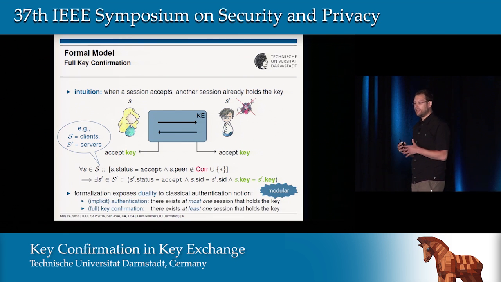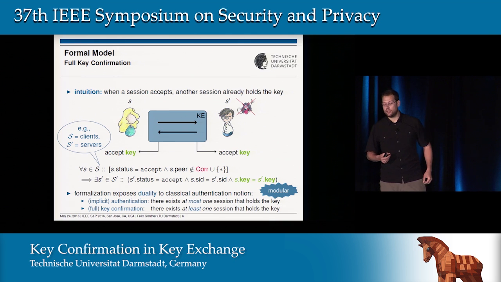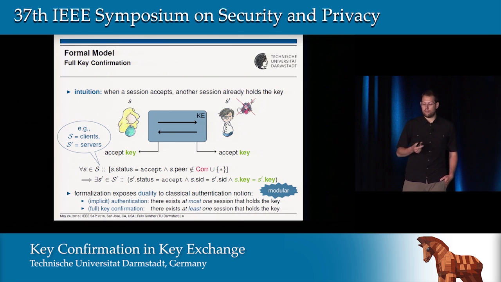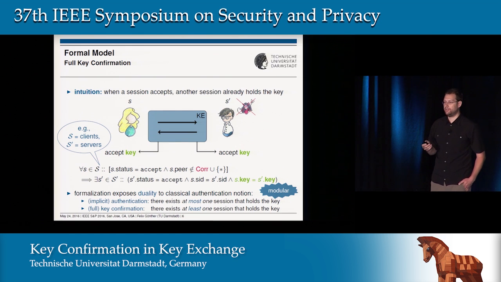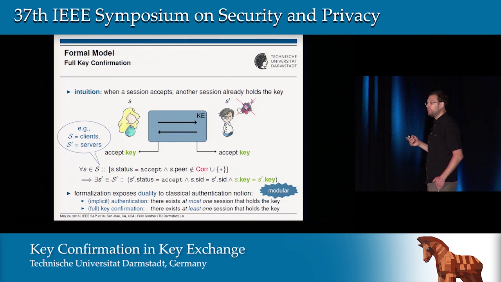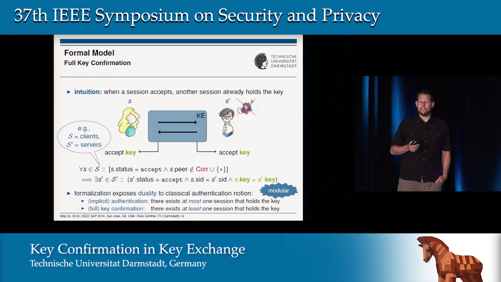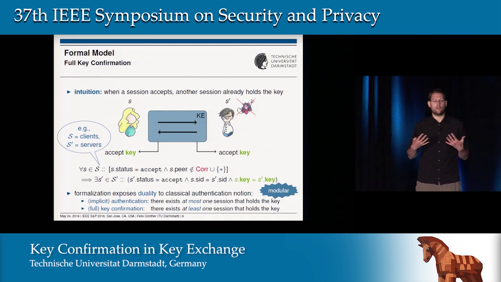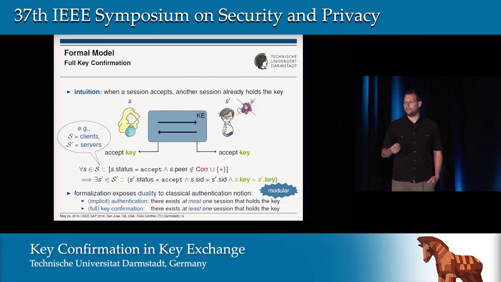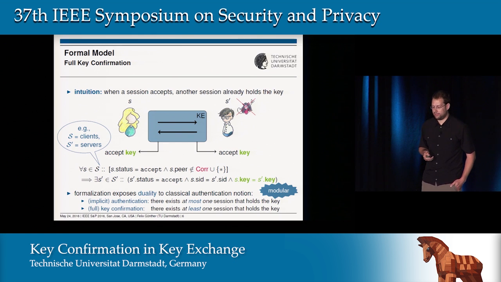And interestingly, this formalization now exposes a nice duality to the classical notion of authentication. So remember that implicit authentication tells you that there exists at most one session that holds the key you're talking about. Well, now full key confirmation says that there exists at least one session that holds the key. This means that these two notions are quite modular and combine nicely. You can prove them separately, and in a combined fashion, you will then get that there exists exactly one session, namely the partner you wanted to talk to, which holds the key that you are holding, sometimes called explicit authentication.